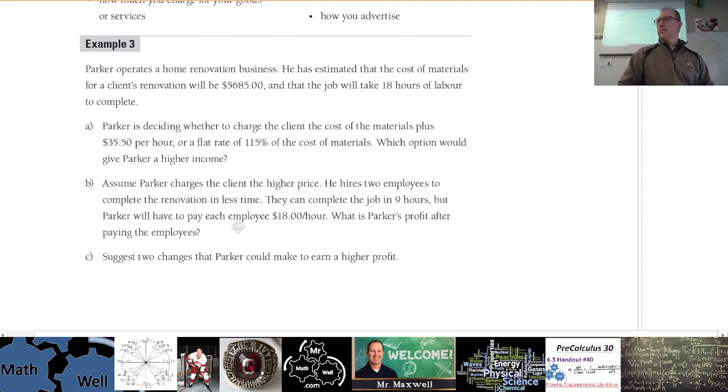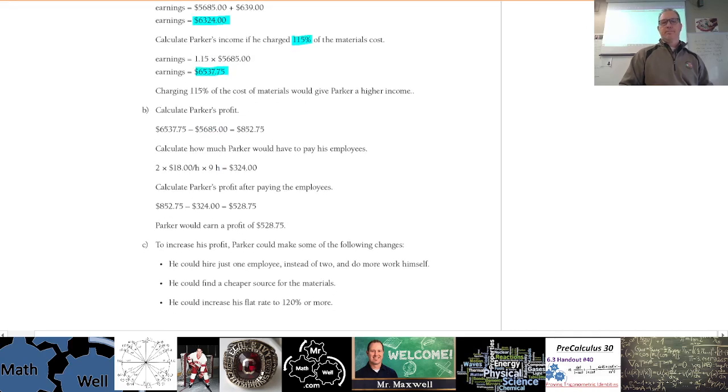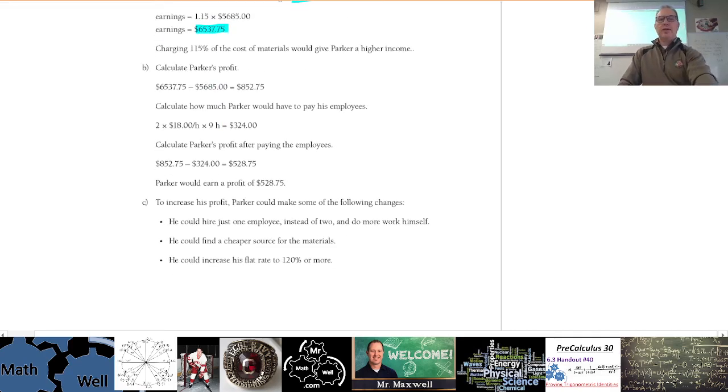Any ideas for this question? What kind of changes could be made? Anybody? I know some of you have done this question. What'd you write down for C? Yep.